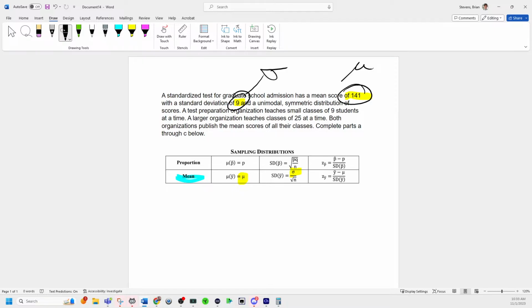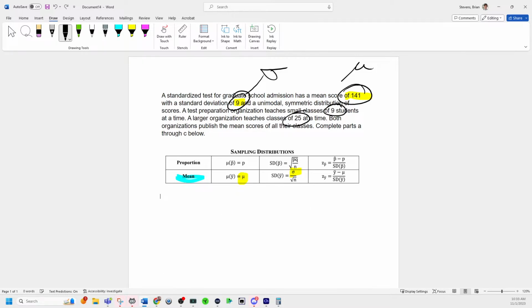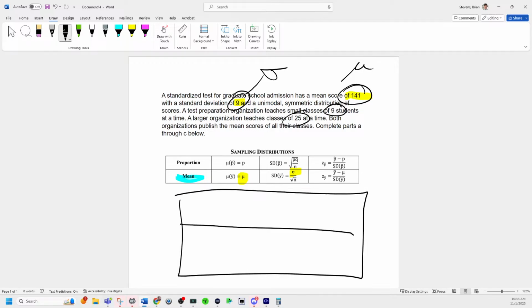Next, we have two different sample sizes right here. We have a smaller class and a larger class, so we'll mark it smaller and larger. And once again, for the smaller class and for the larger class, let's go ahead and write down their quantities. So we have a mean and we have a standard deviation. Ooh, totally made this wrong. Let me redo this a little bit right here, and do our grid again.